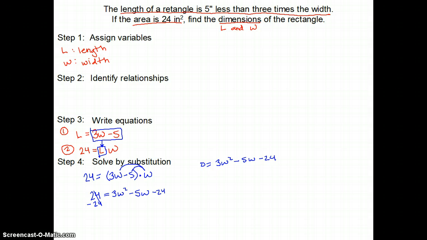We factor and solve. To factor, I use my diamond. I multiply the 3 and the negative 24 to get negative 72, and I'm adding to a negative 5. Unfortunately, here there are no two numbers that are going to work, so we're going to go ahead and stop here. You will learn how to solve an equation like this in later lessons.